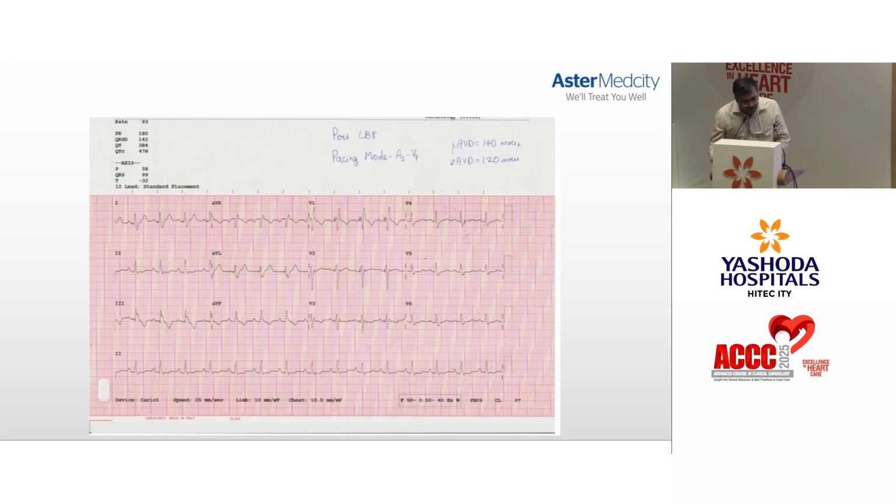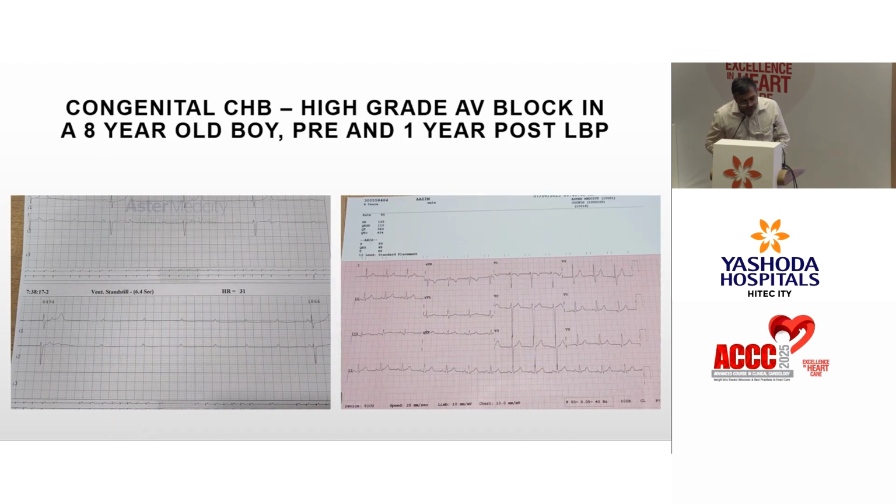You can have an anterior fascicular pacing where you get an RS pattern in 2, 3 and AVF, or a posterior fascicular pacing where you get a QR pattern in 2, 3 and AVF. This is another case, a congenital CHB, high grade AV block in an 8-year-old boy. This is pre and post pacing. You can see that the QRS is extremely narrow and the child is doing well.